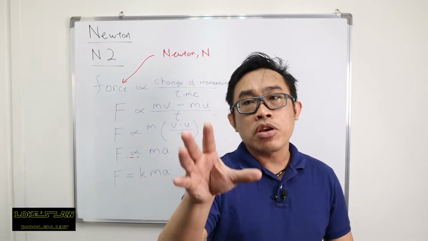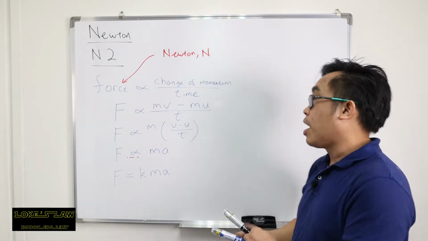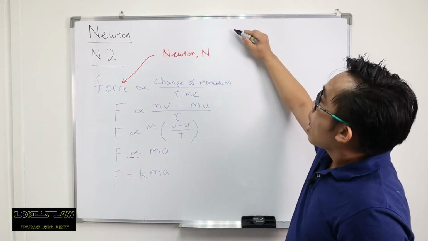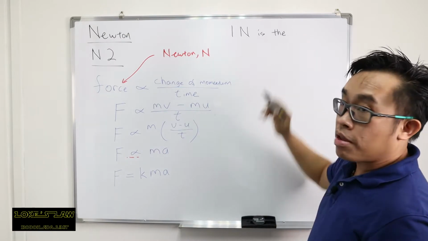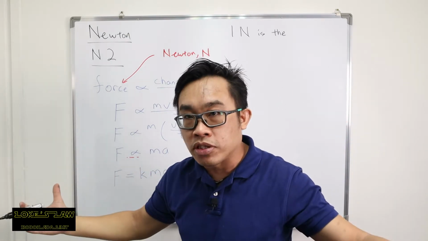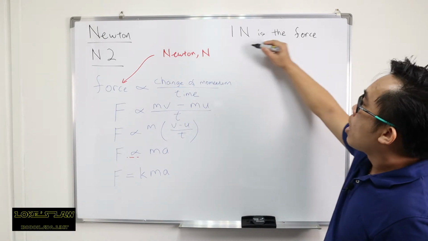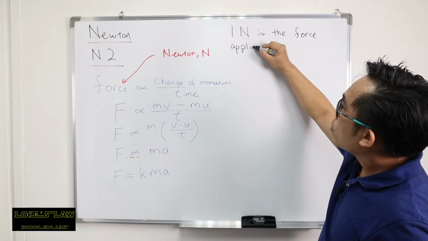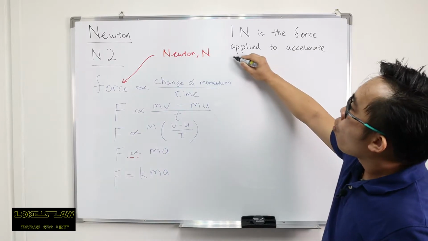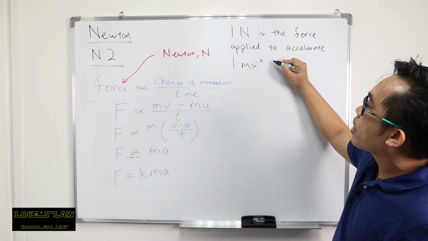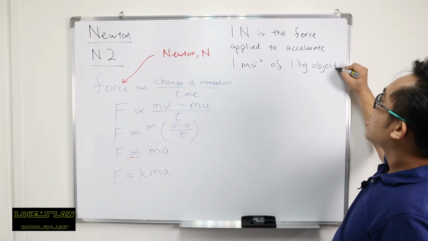So now this is what Newton told us. Okay, let me erase this part. I need some space here. Newton says that every 1 Newton is the force applied to accelerate 1 meter per second of 1 kg object. This is what he means.